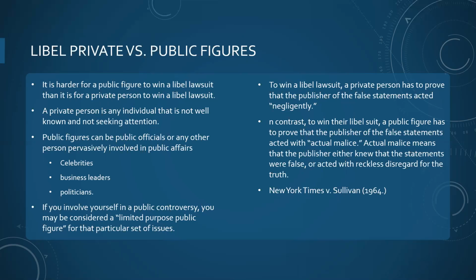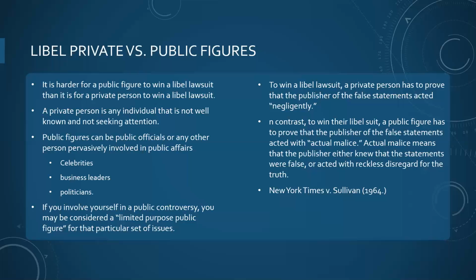All right. So there is a difference between defamation, libel, of a private figure and defamation of a public figure. It is harder to win a libel lawsuit against a public figure than it is to win a libel lawsuit as a private figure. Okay. So a private person is an individual that is not well known and not seeking attention. So you all are private individuals. You are able to have a greater expectation that you will not be defamed versus Kanye West, right? So someone covering him and his campaign, he has less of an expectation that he won't be libeled in some sort of way.